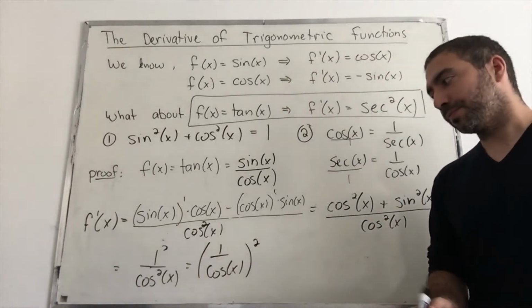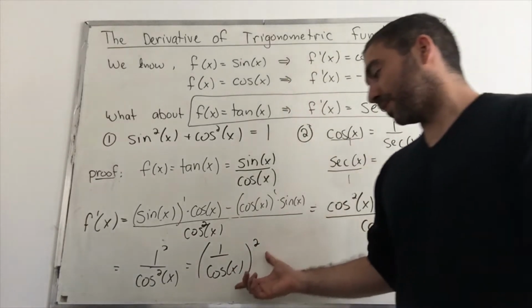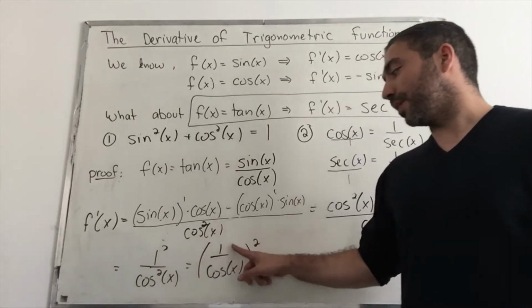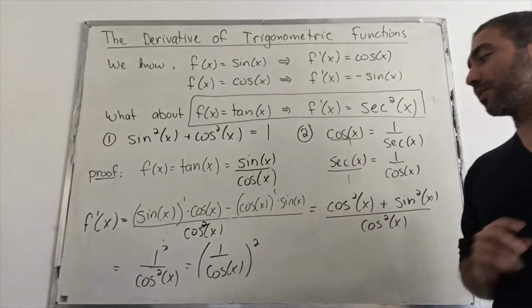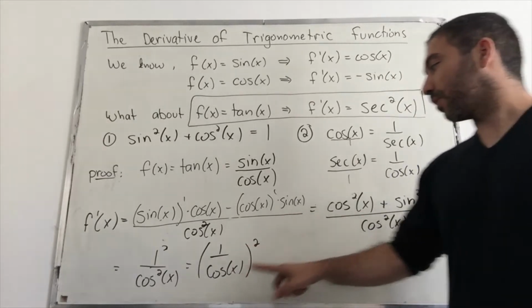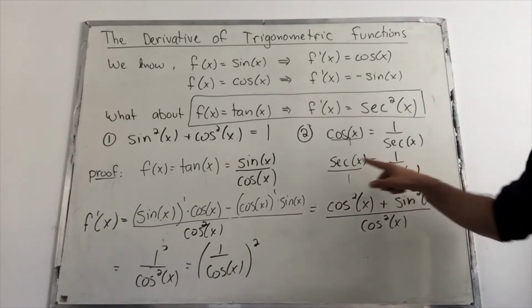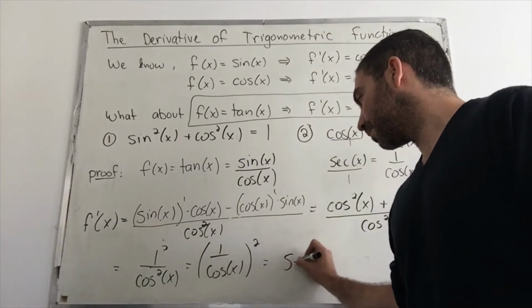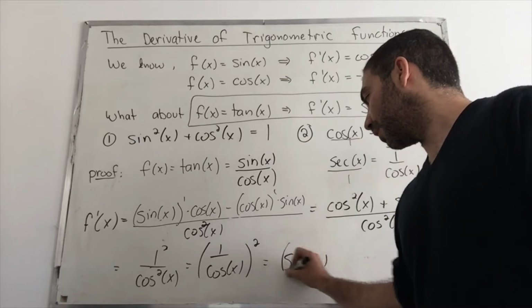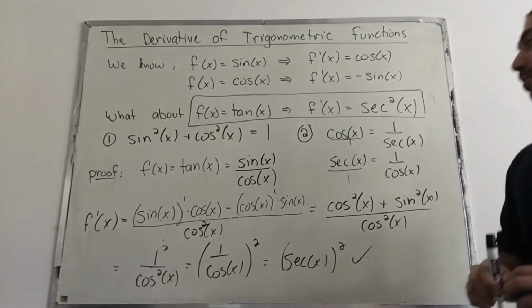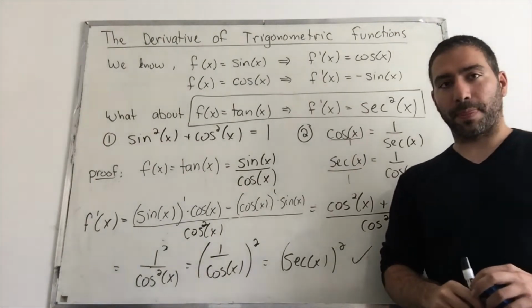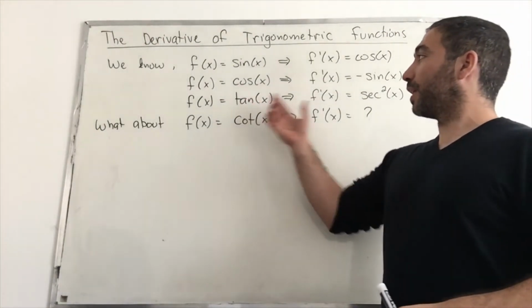Properties of your laws of exponents. You can think of both of these guys squared, so we put them in the bracket, 1 over cos of x, squared. And we know that 1 over cos of x, which we wrote over here, can be rewritten as secant. Secant x, all that squared. And this is what we want to show, that the derivative of tan is secant squared. So we showed that the derivative of tan is secant squared.